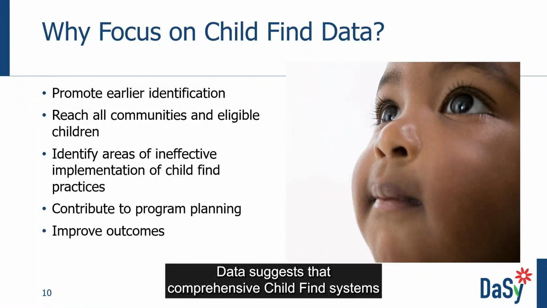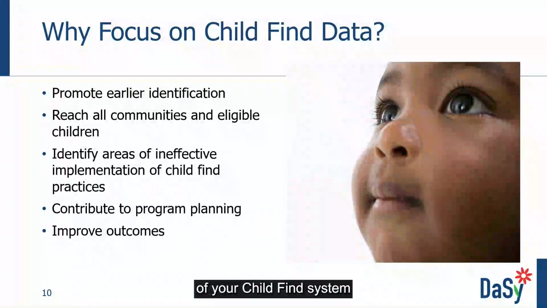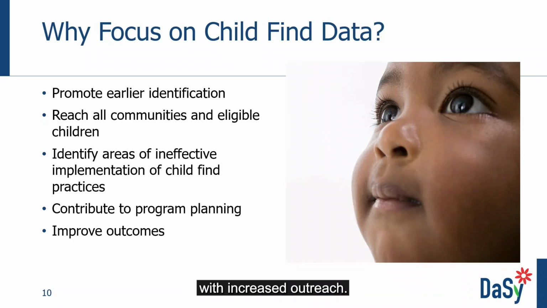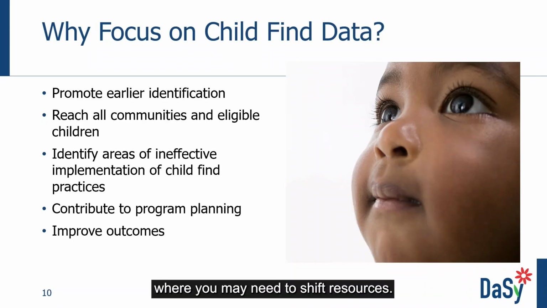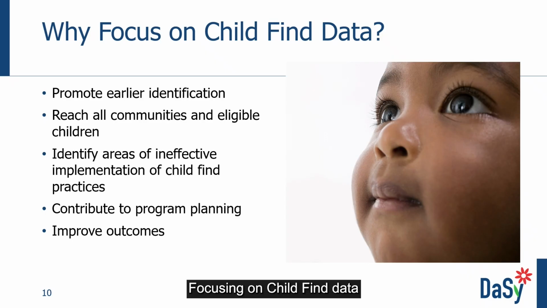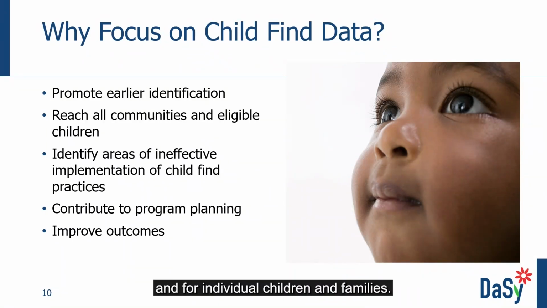Data suggests that comprehensive child find systems are not being implemented as effectively as they should. Child find data can also contribute to program planning, as you identify where you may need to strengthen aspects of your child find system and areas of the state where you may find more children with increased outreach. This may help you understand where you may need to shift resources. Focusing on child find data can also help you improve outcomes for the program and for individual children and families.